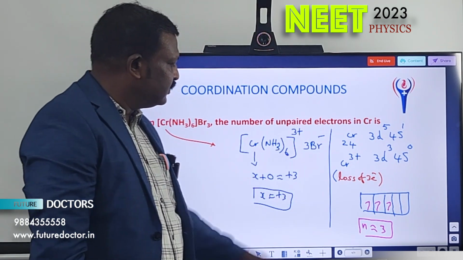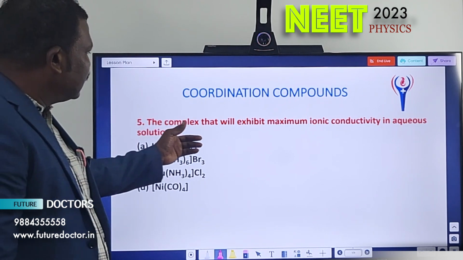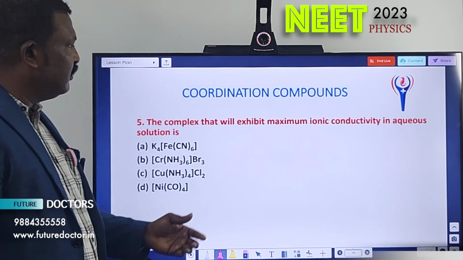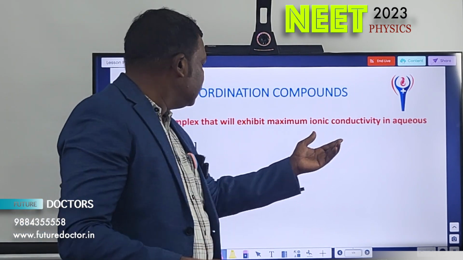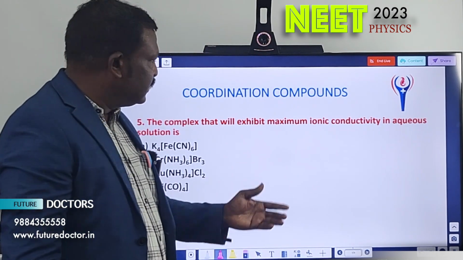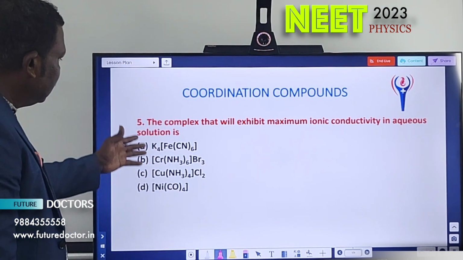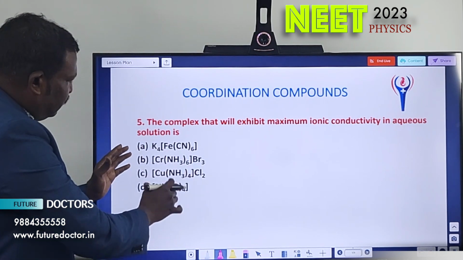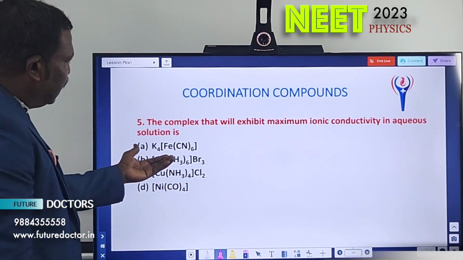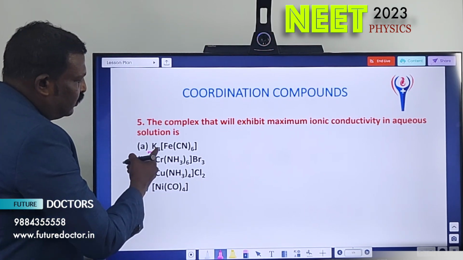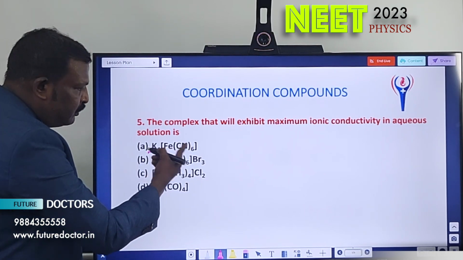Okay. Right. See the fifth question. The complex that will exhibit maximum ionic conductivity. Maximum ionic conductivity means if you have more number of ions, more conductivity takes place. So among these, which one conducts more? We have to find out. Here we have to split the compounds into cation as well as anion. So how to split this one? Who is the counter ion? Who is present outside the bracket is called the counter ion.